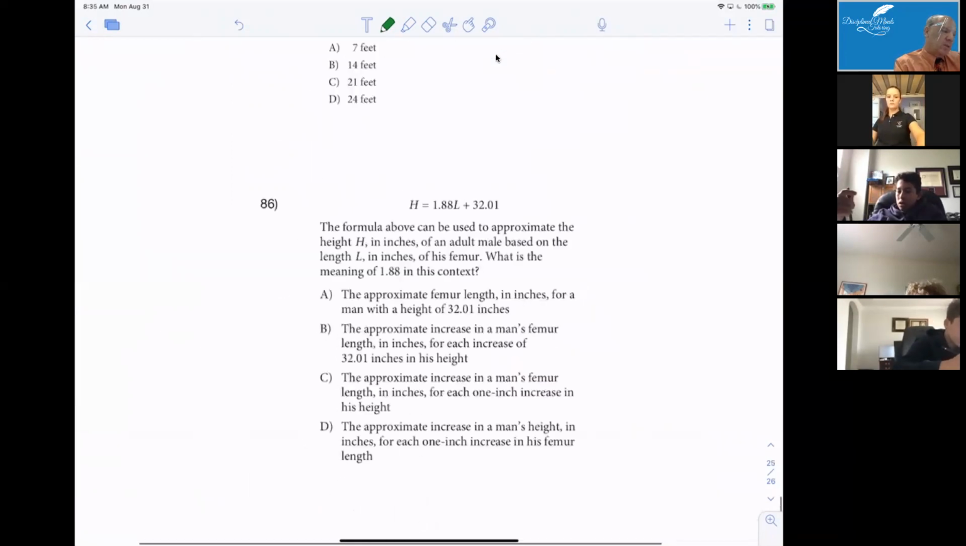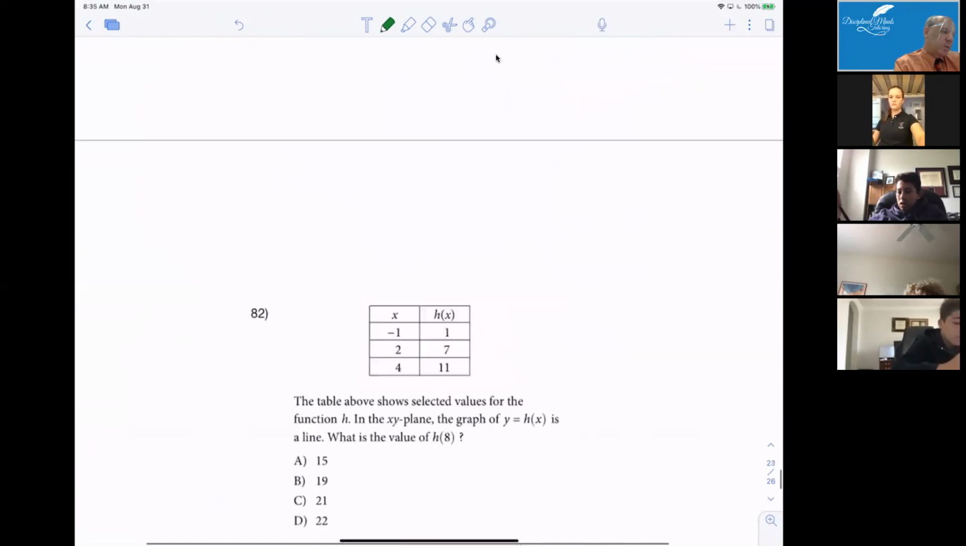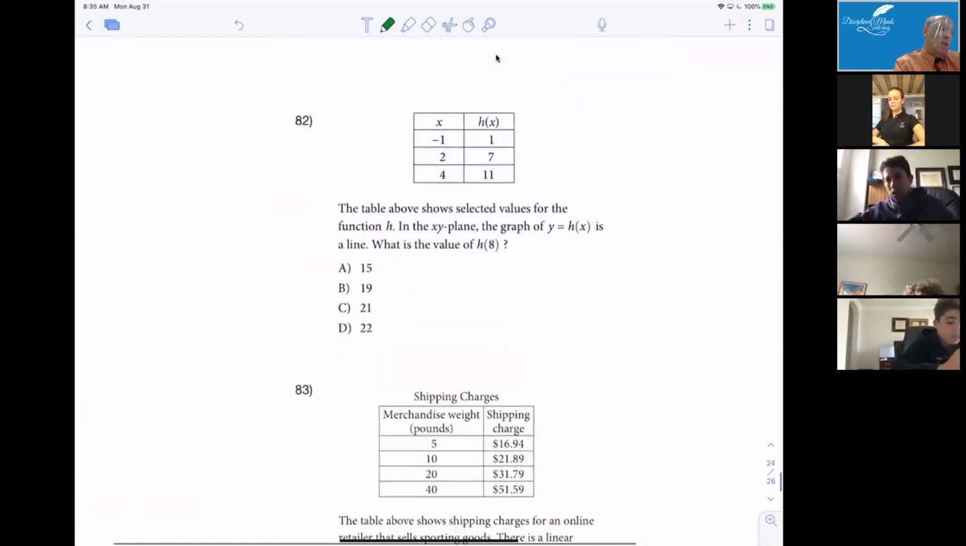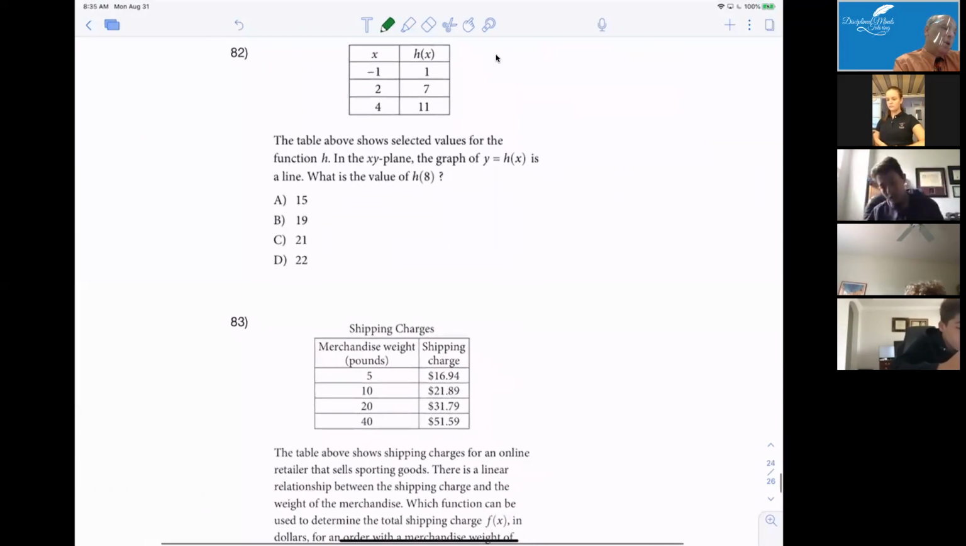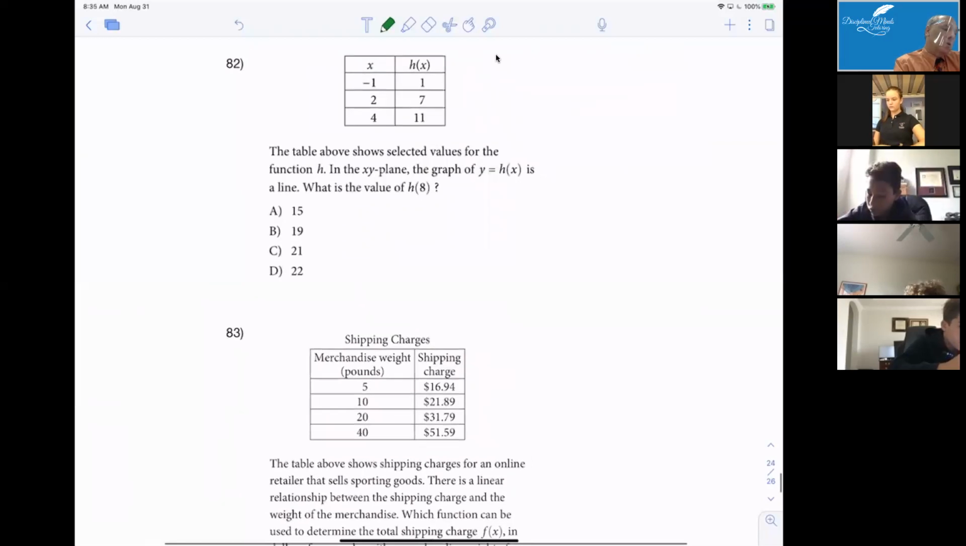Yeah, we've got lots of good SAT questions. Here we go. I'm just going to keep going down with 82. I think these are the important ones. I want to spend time on these. The table above shows selected values for the function. What is h of 8?